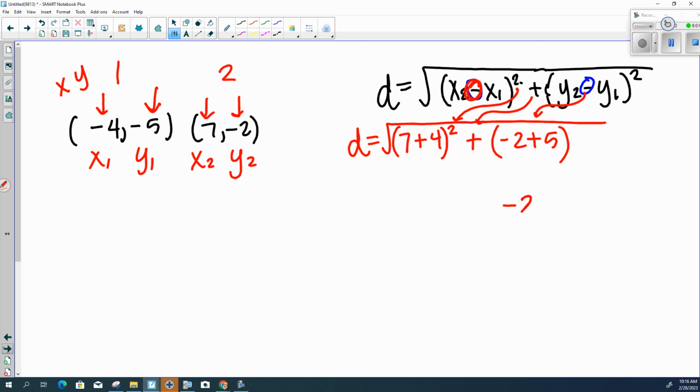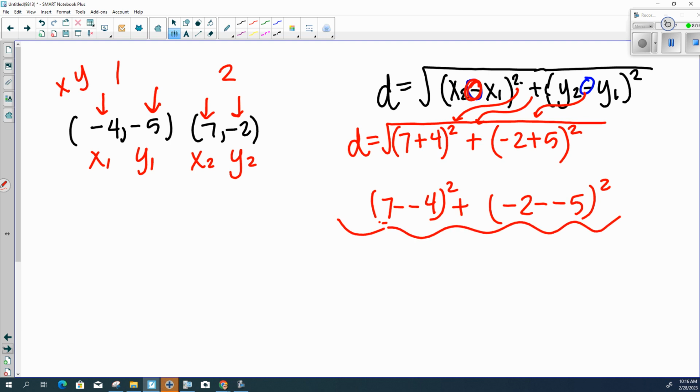You're welcome to write negative 2 minus negative 5. Your calculator won't care if you have it like that. Your calculator won't care if you have 7 minus negative 4. Your calculator doesn't mind that at all. These are both perfect. In fact, this might be easier for some of you to keep track of. So punch that into your calculator.